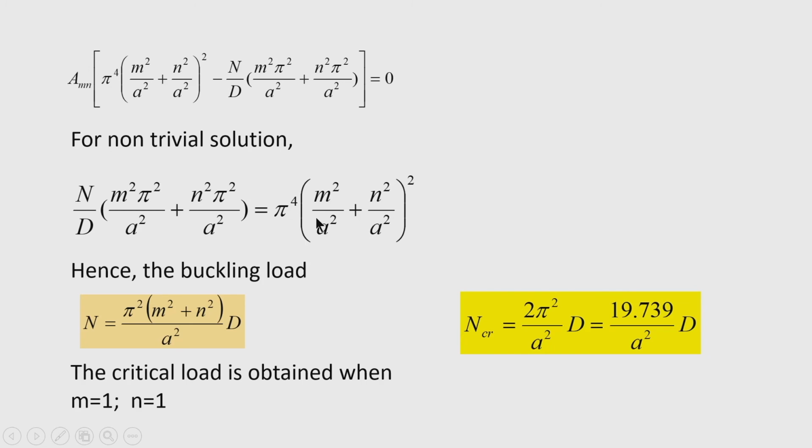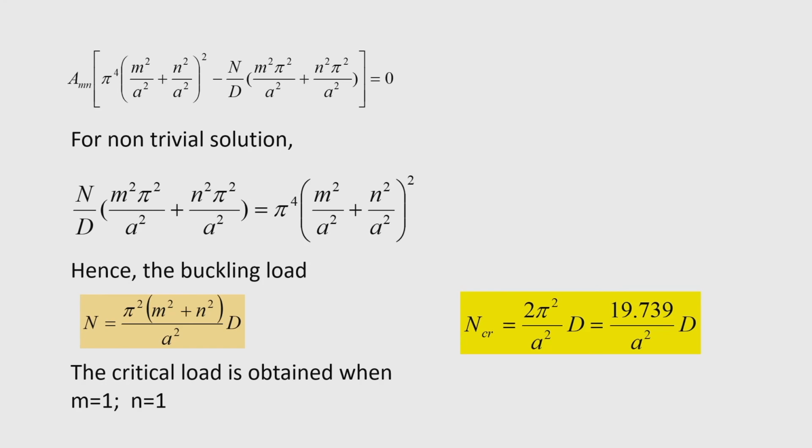Now, since it is a square plate, after simplification we get the critical load N is equal to pi square (m square plus n square) by a square, by D. The lowest value of load can be obtained, and it is easily observed that if m is equal to 1 and n is equal to 1, that means the plate buckles with half wave number in both x and y direction, then the lowest value of buckling load is obtained.